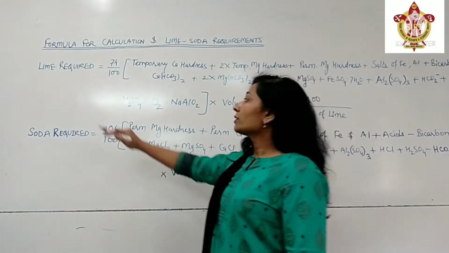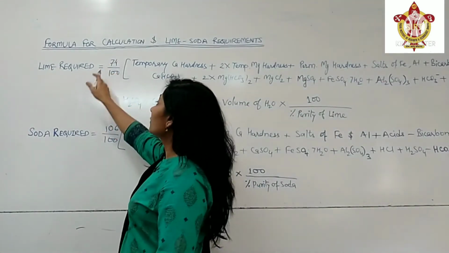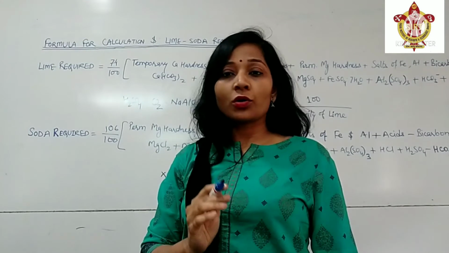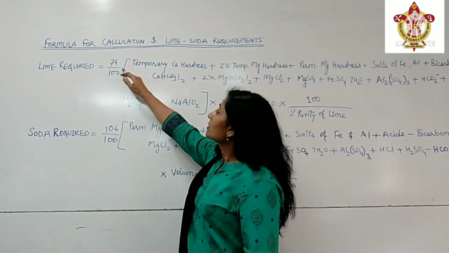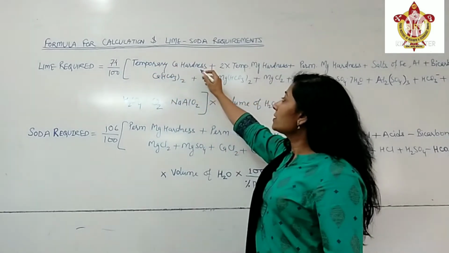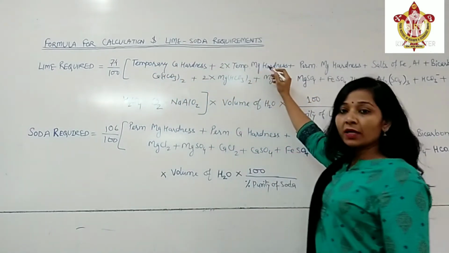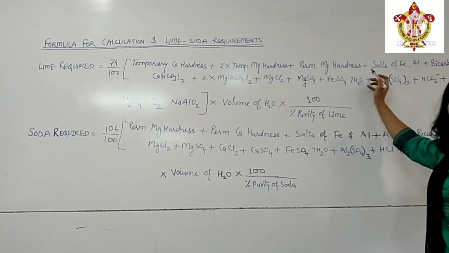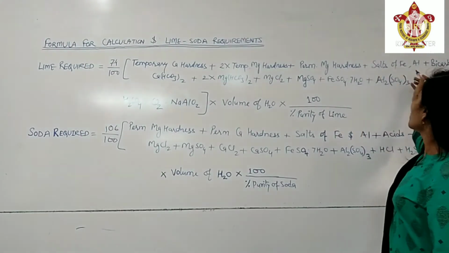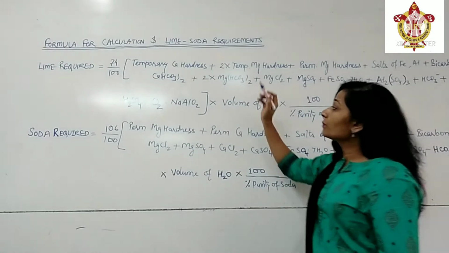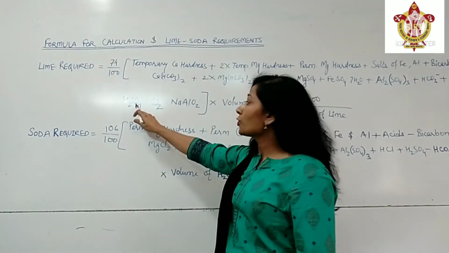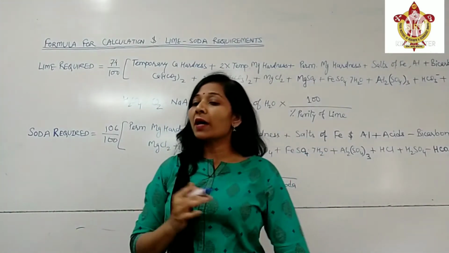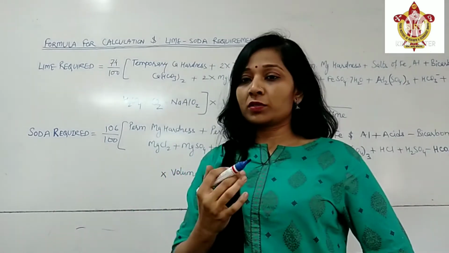in water. The formula for the lime requirement is 74 by 100. Here 74 is the molecular weight of lime. 74 by 100 times temporary calcium hardness plus 2 times of temporary magnesium hardness plus permanent magnesium hardness plus salts of iron, aluminium. Also we add bicarbonate ions here, acids HCl and H2SO4, gases like carbon dioxide, and sodium aluminate will be deducted from the values.